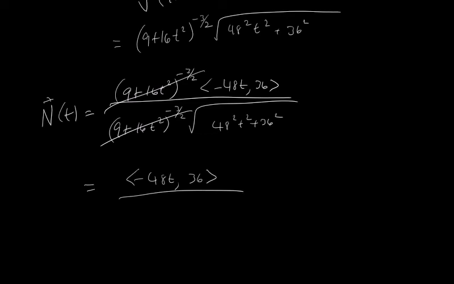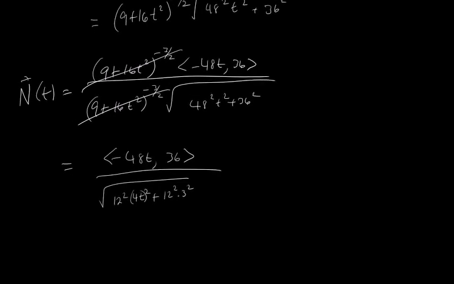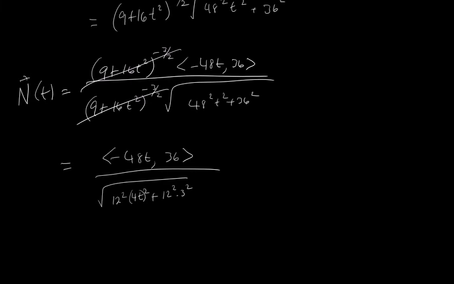So clearly we have some 12s going on in here. 48 is 12 times 4, so this is 12 squared times 4 squared t squared. There we go, 4²t². 36 is 12 times 3, so that's going to be 12 squared times 3 squared. So that 12 squared will factor out, and then we can take the square root. So we get <-48t, 36> divided by 12 times the square root of 16t² + 9.